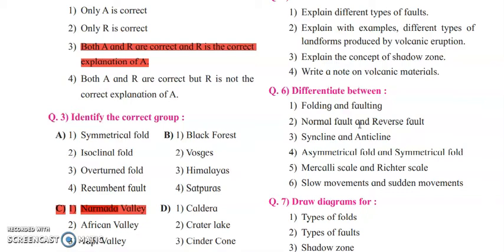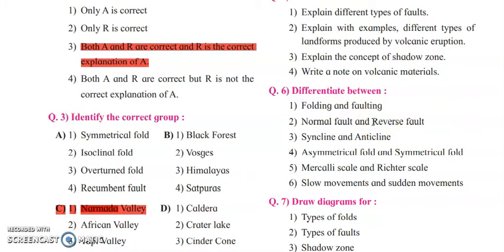Okay, so which are the examples of folding? The examples of folding are mountains like the Himalaya mountains and the Alps. And what is the example of faulting? The examples of faulting are the Block mountains, Narmada valley and Tapi valley. So these are the examples of faulting. Now let us move to the next question regarding reverse and normal fault.